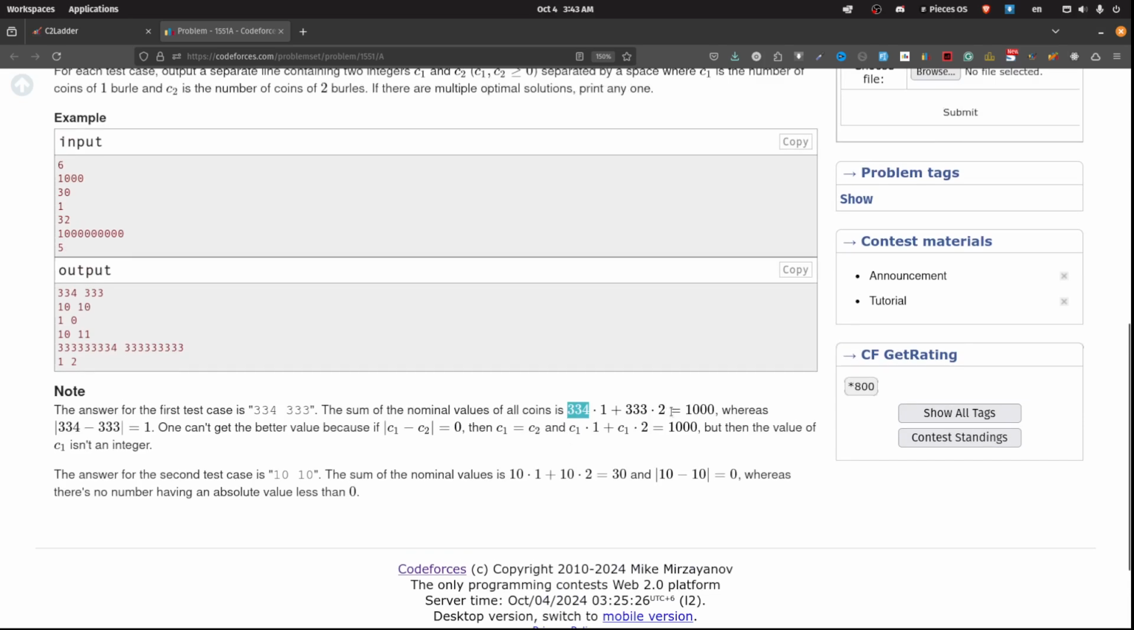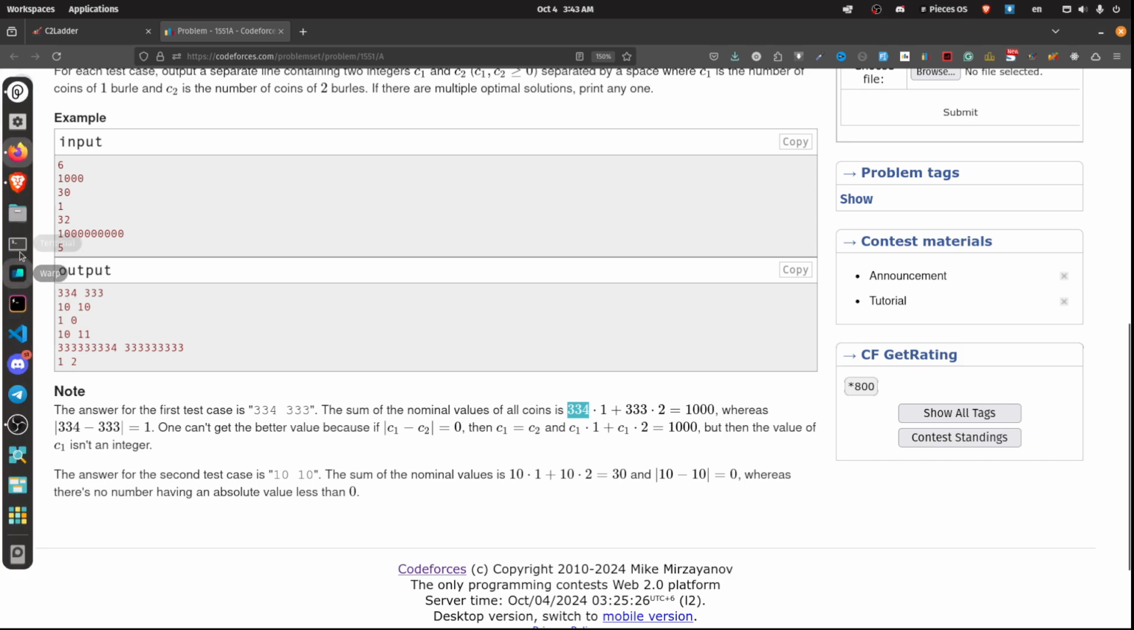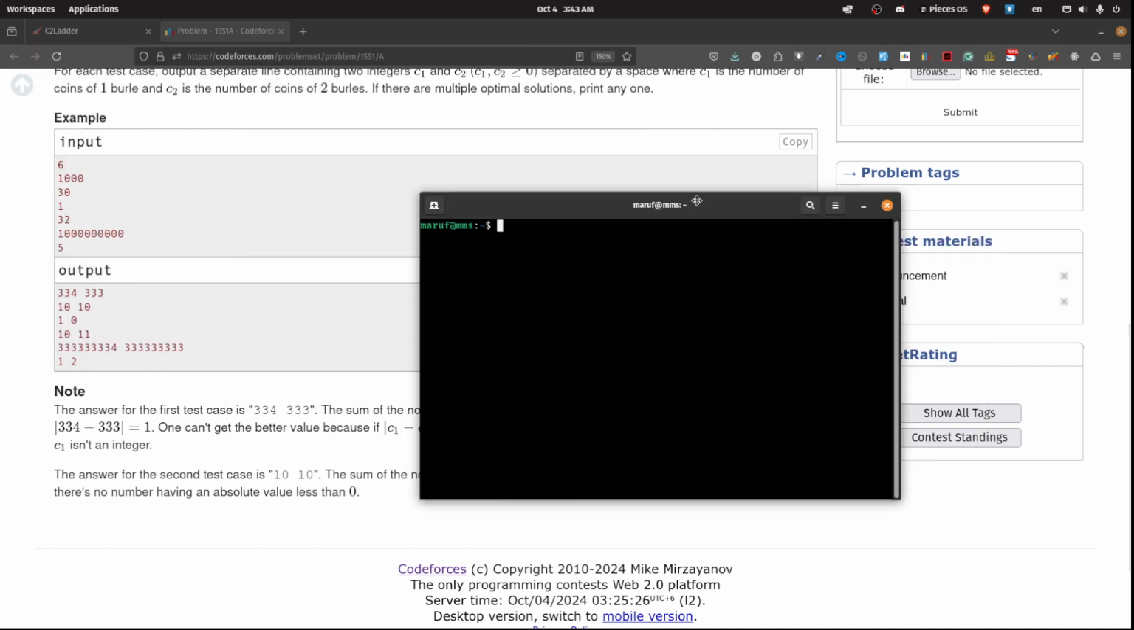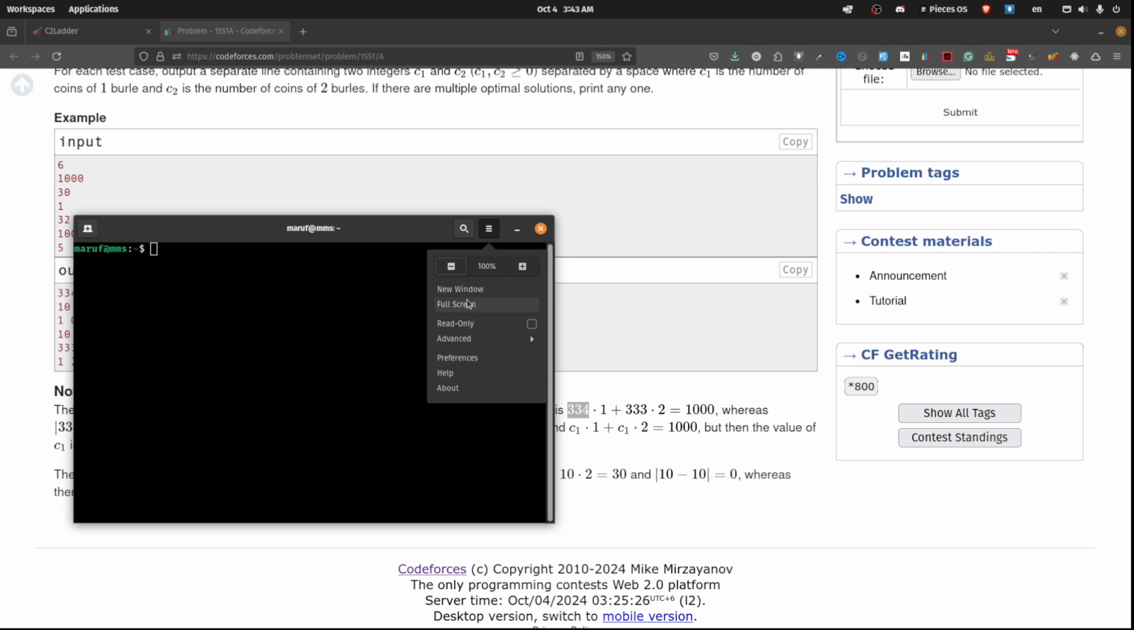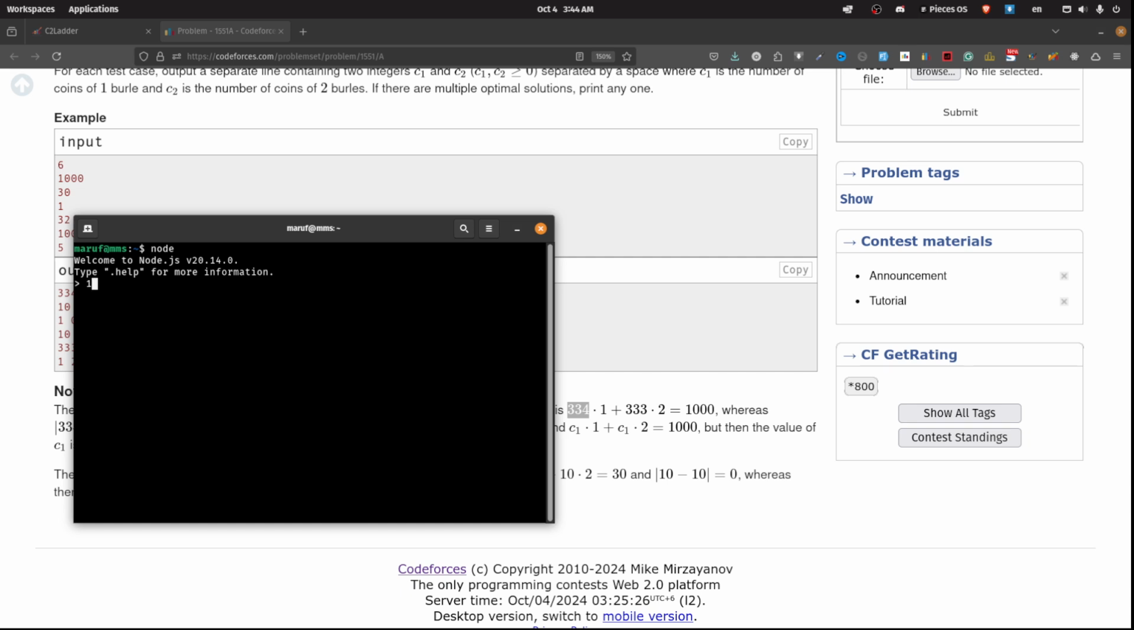If we divide 1000 by 3, what happens? Let's check. Let's zoom in a little bit. How can I zoom it? I don't know, by the way. If we divide 1000 by 3, I can get 333. That's the value of c2. Okay, I get the value of c2.